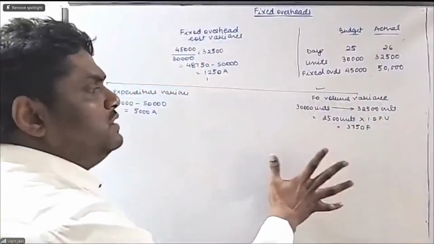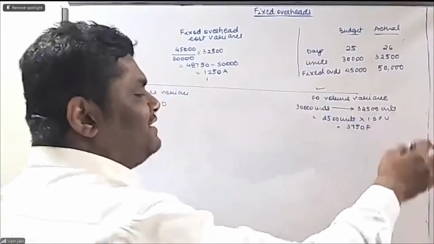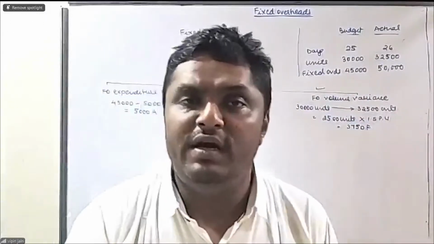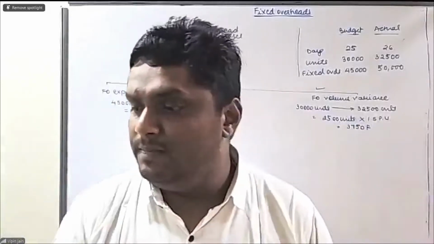Volume variance is also very simple. Straight away, we were supposed to manufacture 30,000 units. Actual units manufactured were 32,500. 2,500 units extra were manufactured, so it is favorable.